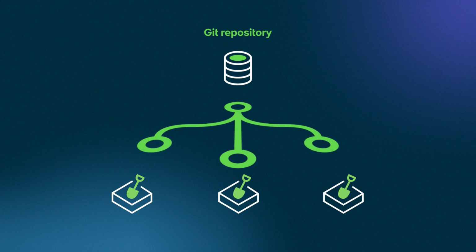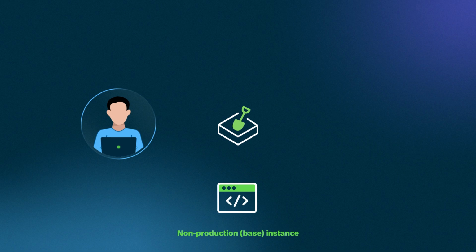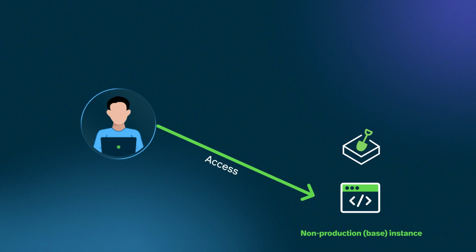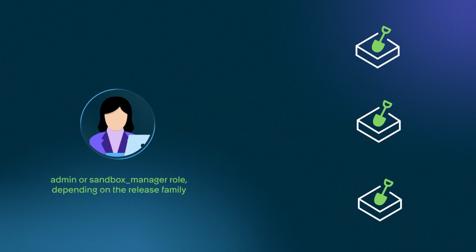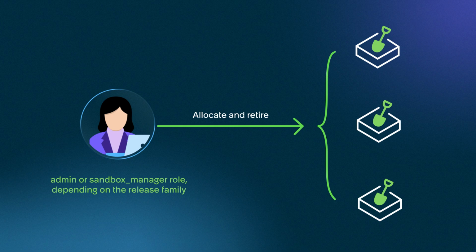After you've completed your work and merged your changes, you retire the sandbox and provision a new one for your next task. Anyone with access to the base system can log in to any sandbox layered on that instance with the same access rights they have on the base system. The admin role is required to allocate and retire sandboxes. Starting with the Australia release, users with the Sandbox Manager role can also perform these tasks.